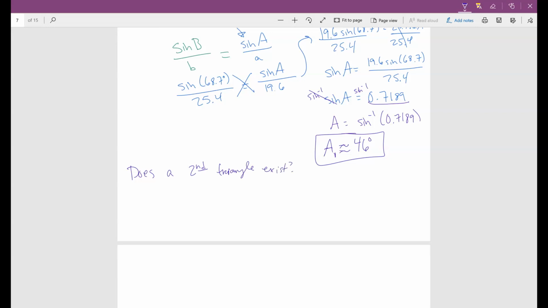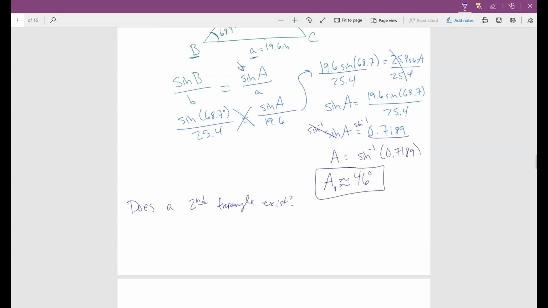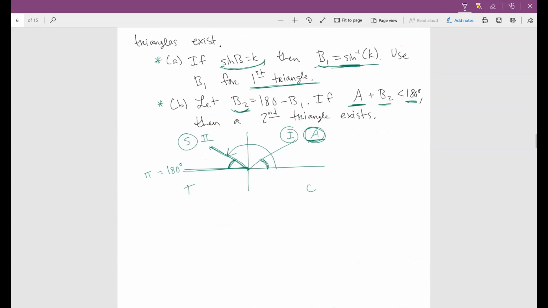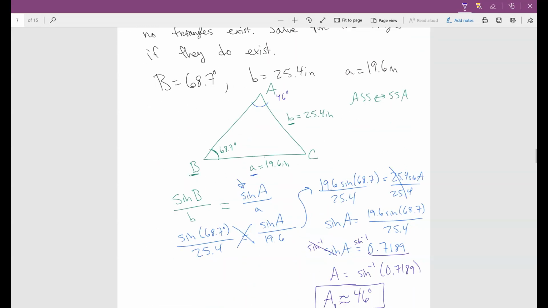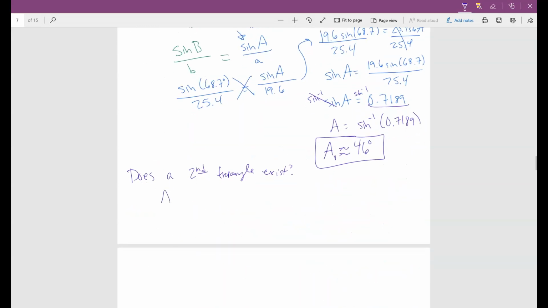Okay, so does a second triangle exist in this case? All right, well, how are we going to figure it out? Well, remember that if a second triangle exists, then I can find it by taking 180 minus the angle that I just found. So this second triangle, if it does exist, I'm going to take 180 minus this A1. It's going to be 180 minus 46, which gives me 134 degrees.